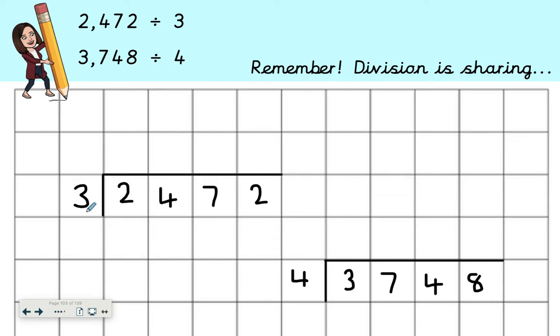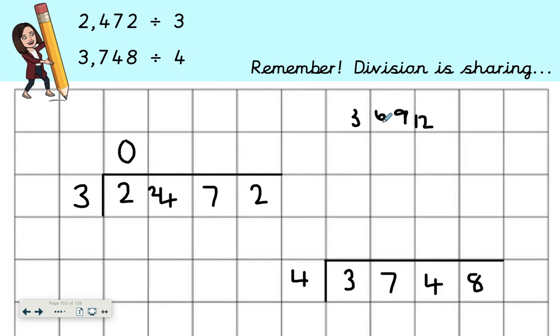So how many 3's go into 2? Now again, we know that none can go into that because we have to start with 3, because it starts with our 3 times table. So we need to carry our 2 along. So we put a 0 there because it doesn't go in.